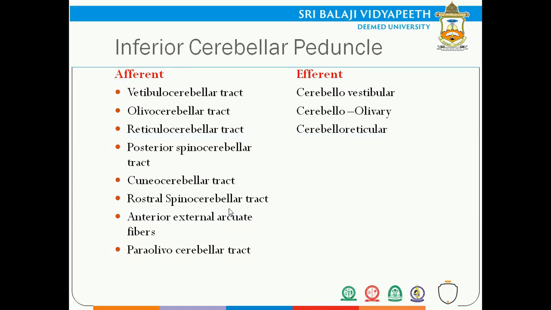What are all the fibers that pass through it? Afferent. What are all the afferent fibers? Vestibulocerebellar fibers, olivocerebellar, reticulocerebellar, posterior spinocerebellar tract, cuneocerebellar, rostral spinocerebellar, anterior external arcuate fibers, and para-olivocerebellar are all the sensory fibers. When it's coming to the motor, cerebellovestibular, cerebello-olivary, and cerebelloreticular.